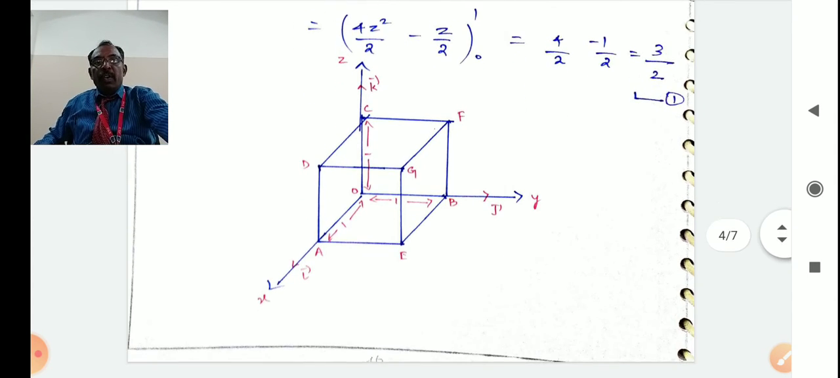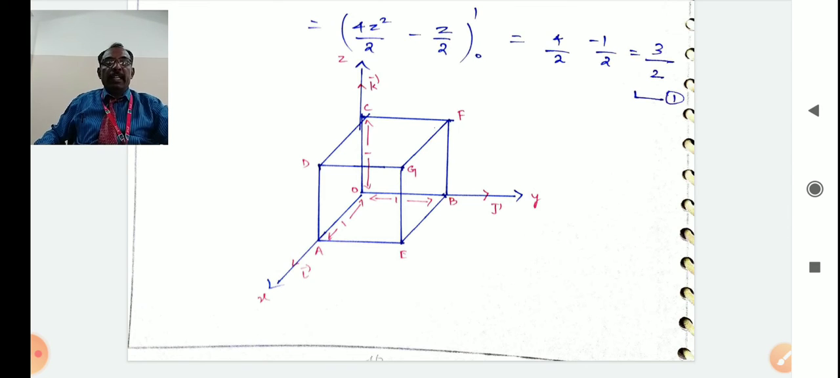So before finding LHS, I like to take a diagram. The diagram is very clear. This is a cube diagram. Your x-axis is very clear, 0 to 1, y-axis is 0 to 1, z-axis is 0 to 1. The unit vector of OA is i vector, OB is j vector, and OC is k vector.